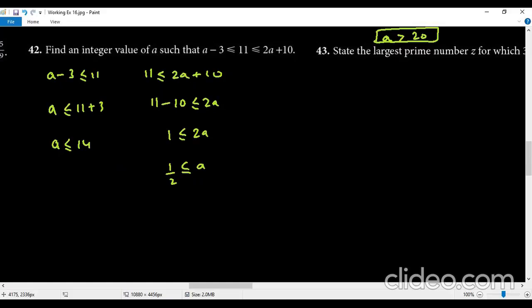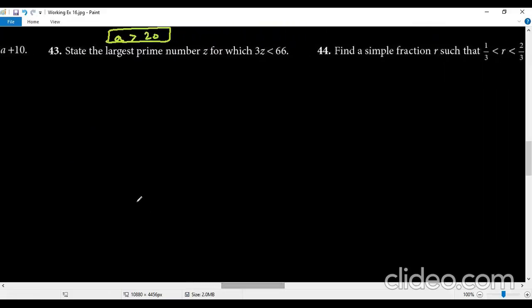So once I'm writing the answer, I will write it in such a way that all the values which are bigger than half are the answer. The first one is going to be 1, 2, 3, all the values till 14, because 14 is included. Always remember, because this one is saying 14 is included. If there's no equal sign, that means it's going to be 13.